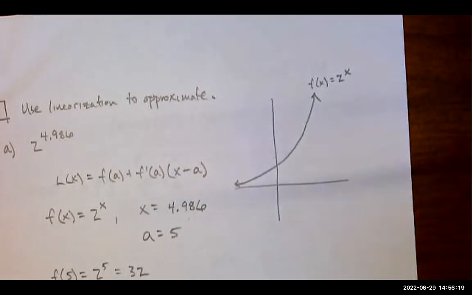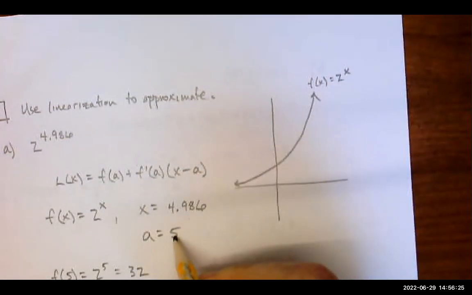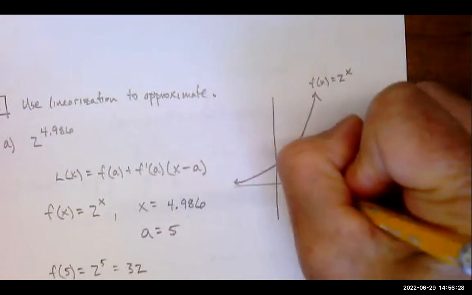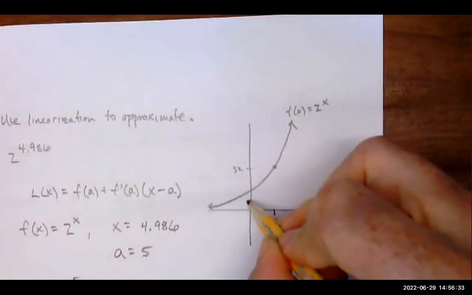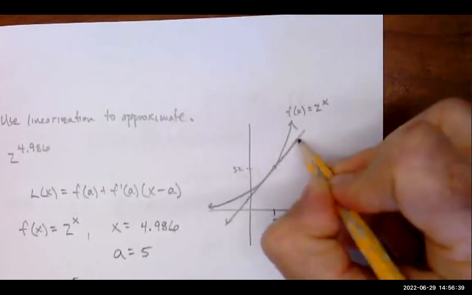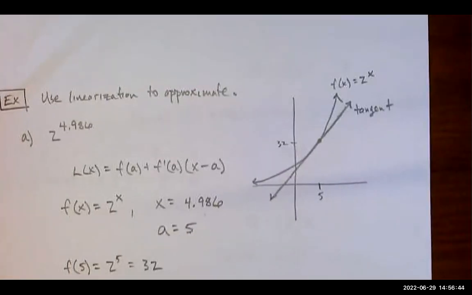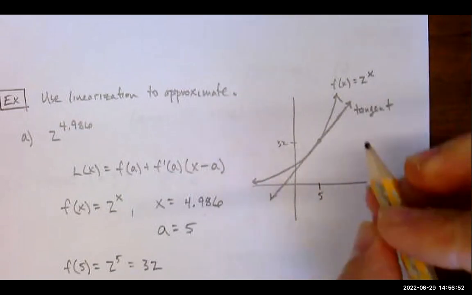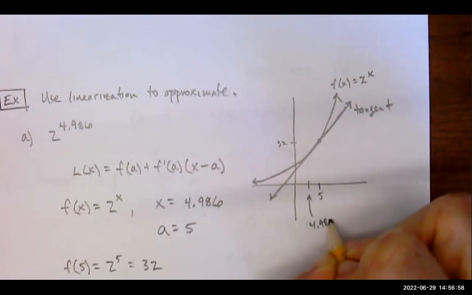And so we thought, okay, where did we take our tangent line? We took our tangent line at 5. So let's say 5 is here. This was at 32, right? So our tangent line did this here. Well, when we did our approximation, it was for 4.986. That's a little bit to the left. My drawing's not great, I drew it right on top. But let's say this is 4.986.